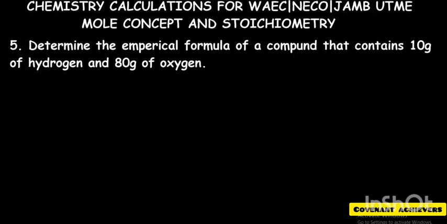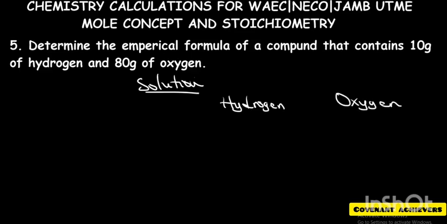Now let's see what we have in the 5th question, that says determine the empirical formula of a compound that contains 10 grams of hydrogen and 80 grams of oxygen. So let's look at what the solution is all about. In the solution here, we could see that we have hydrogen and oxygen.